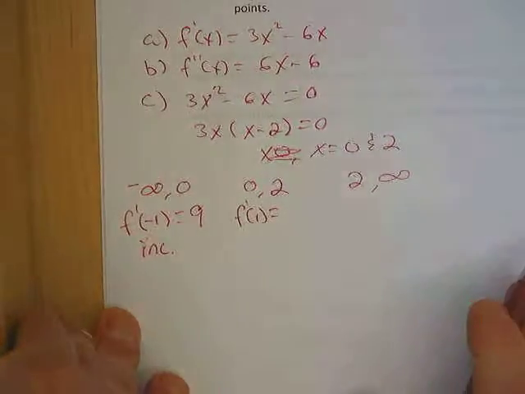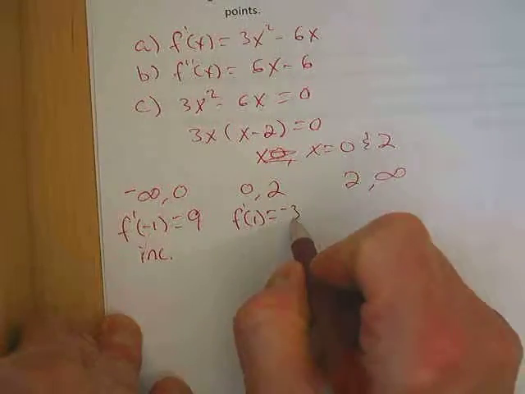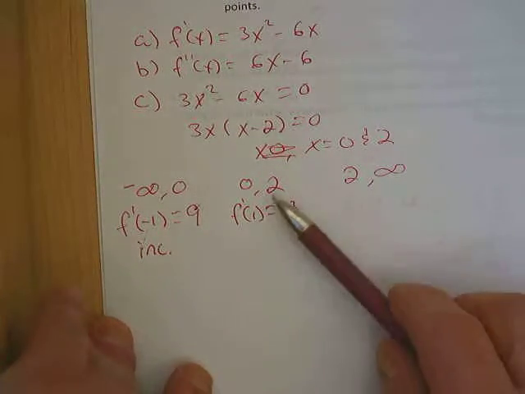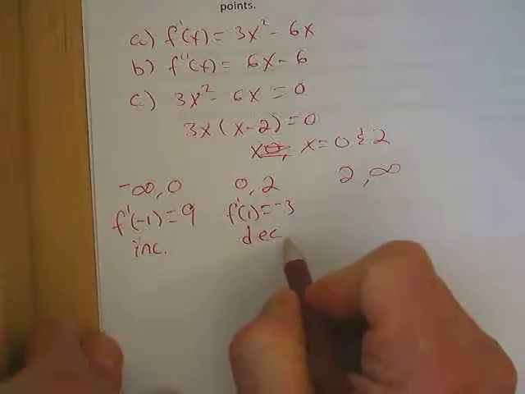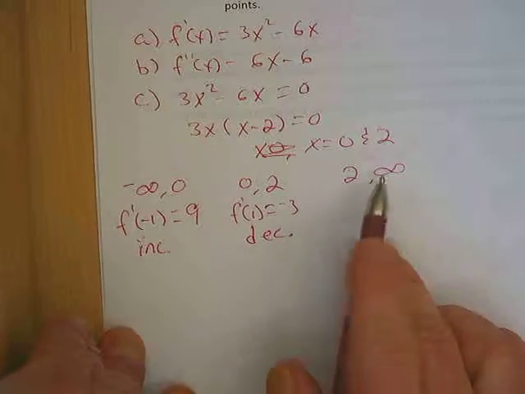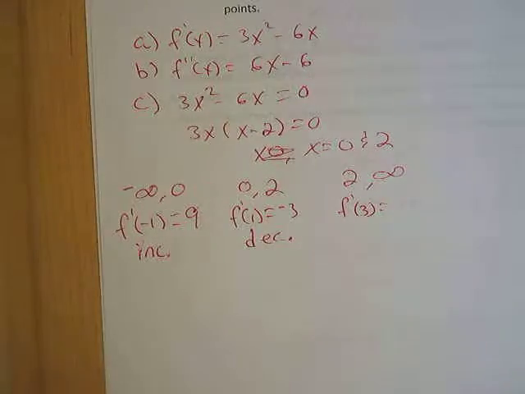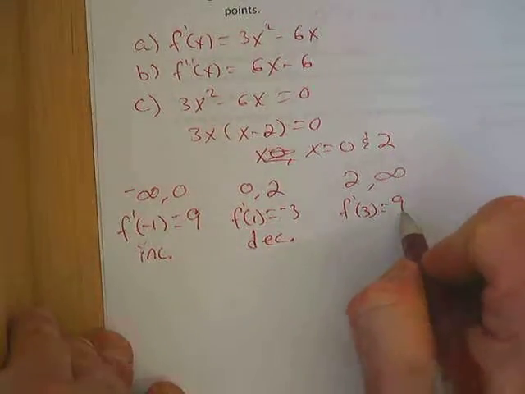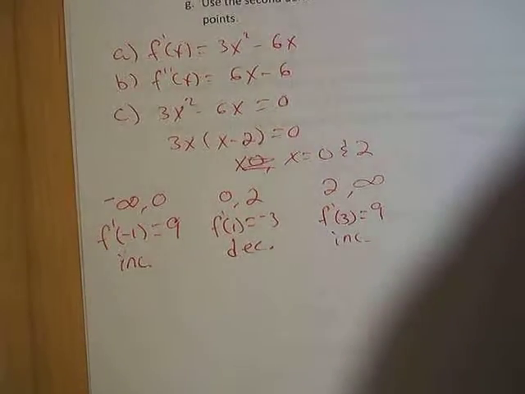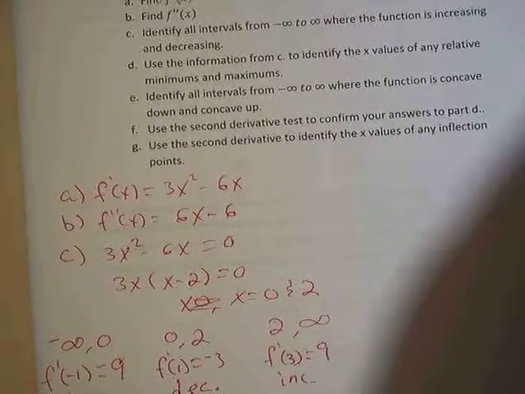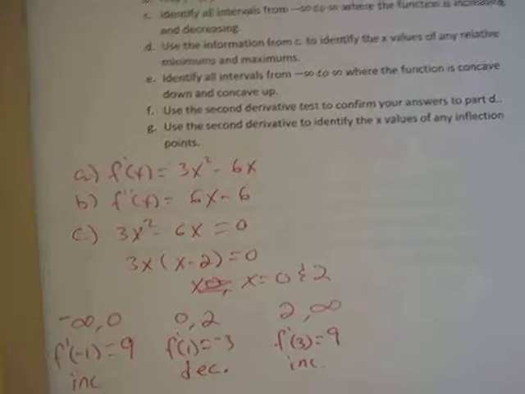Give me a number between 0 and 2. How about 1? F prime of 1, what does that equal? Negative 3, which means now that the slope of the tangent line in this interval is negative, which means everywhere in this interval the function is decreasing. Lastly, I'll pick 3. F prime of 3 is going to be 27 minus 18, positive 9. Positive, therefore increasing again.